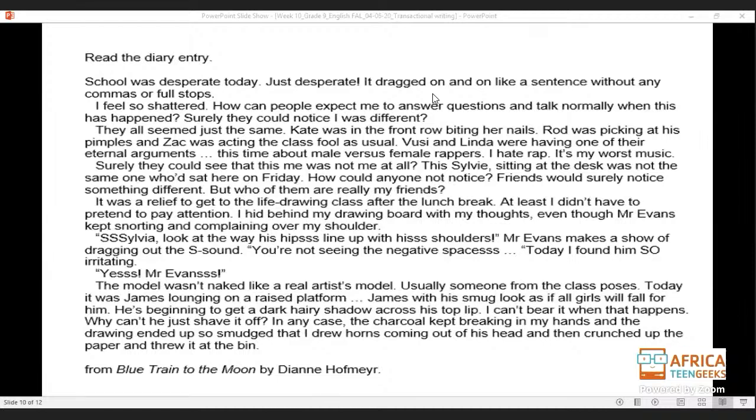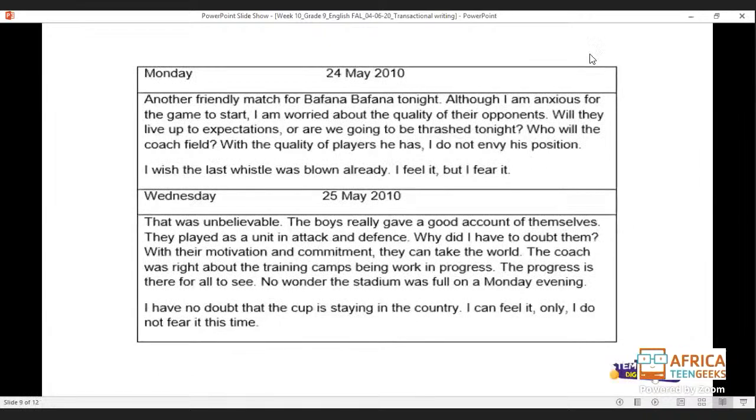All right. So we've looked at 3 diary entries. So I want you to tell me the difference between this diary entry and the ones on the previous page. So I want you to note the differences between the diary entries. So what are the similarities and the differences between these diary entries?